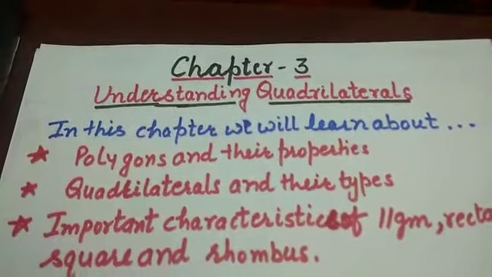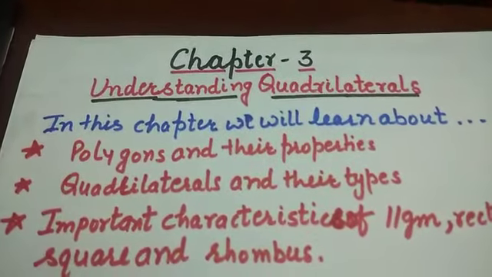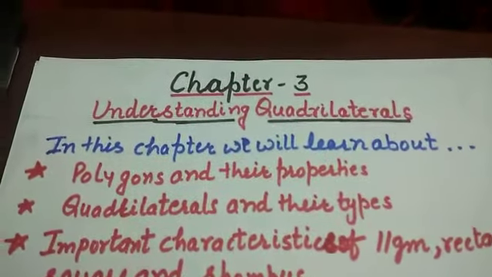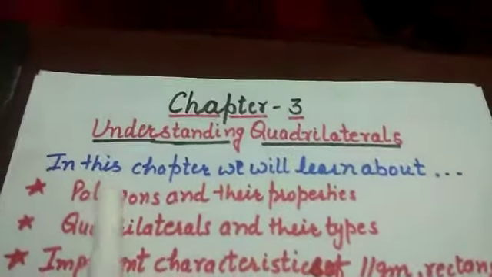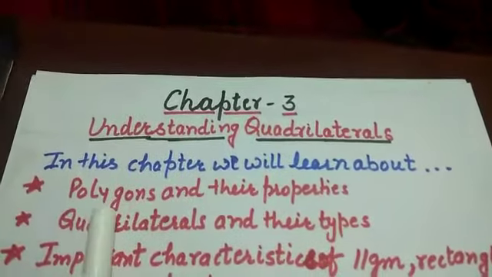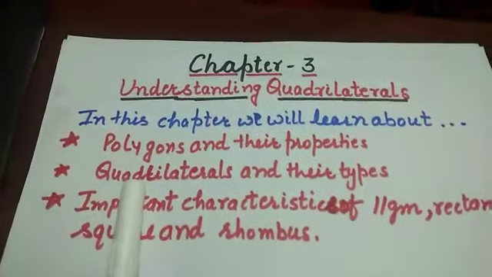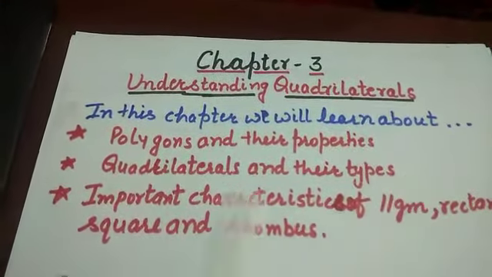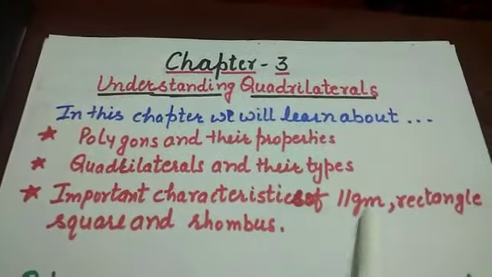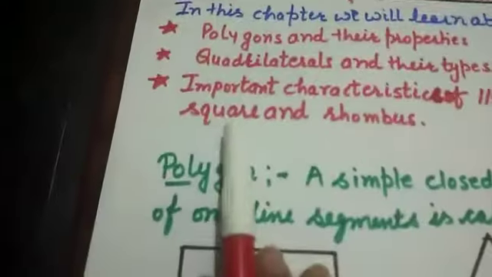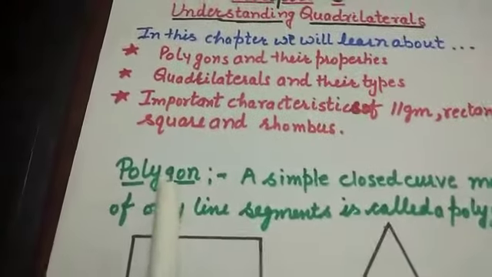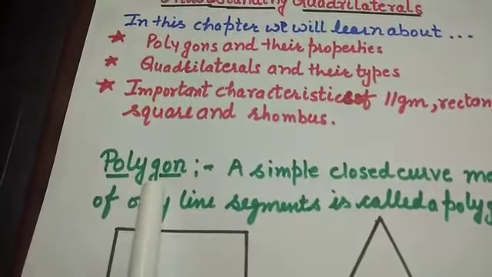Children, we'll start a new chapter, chapter number 3, Understanding Quadrilaterals. In this chapter, we'll learn about polygons and their properties, quadrilaterals and their types, and important characteristics of parallelogram, rectangle, square, and rhombuses. Now, first of all, we'll start with the polygon.